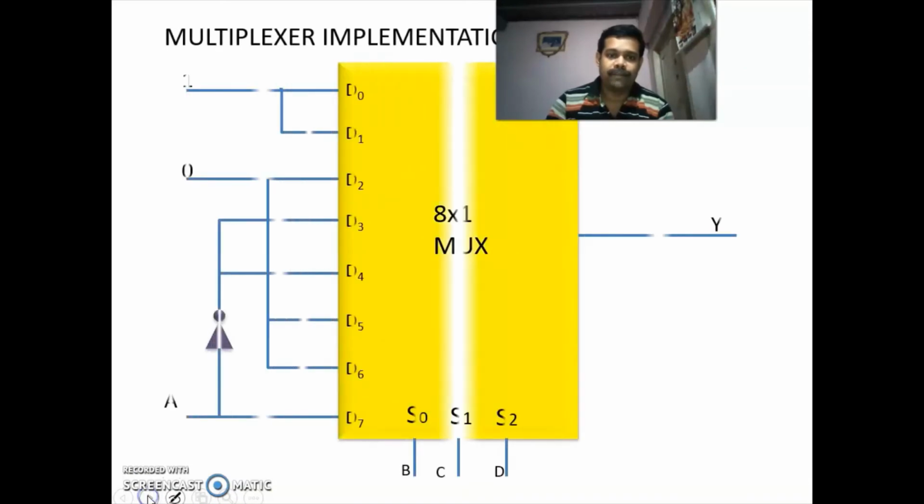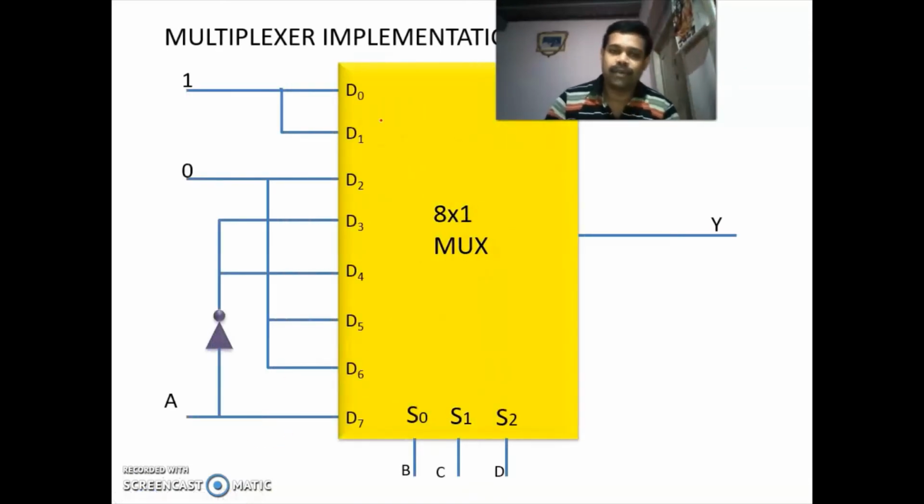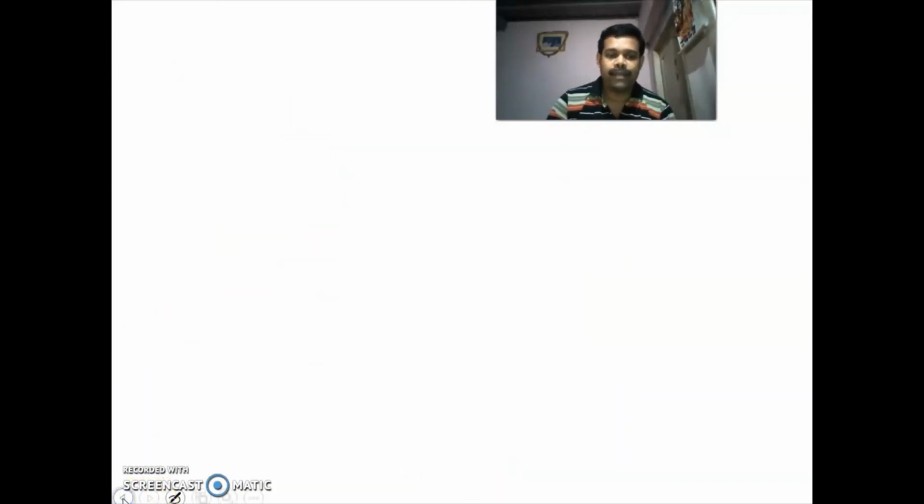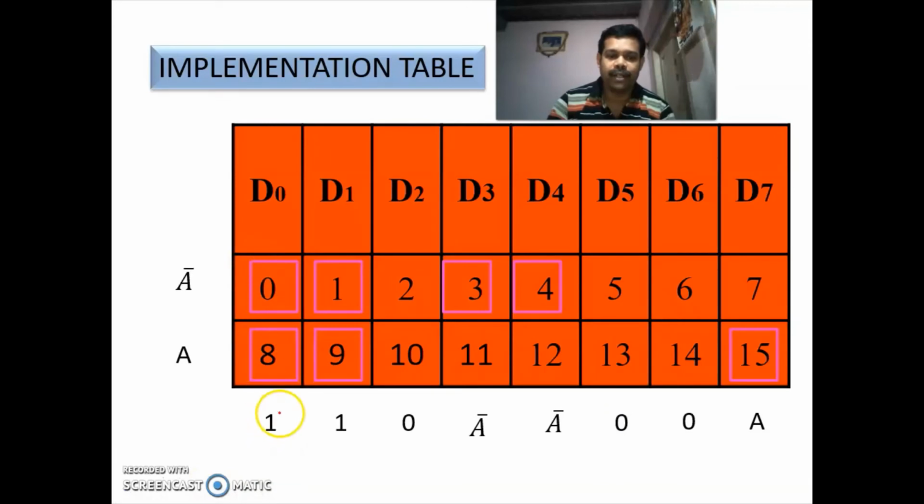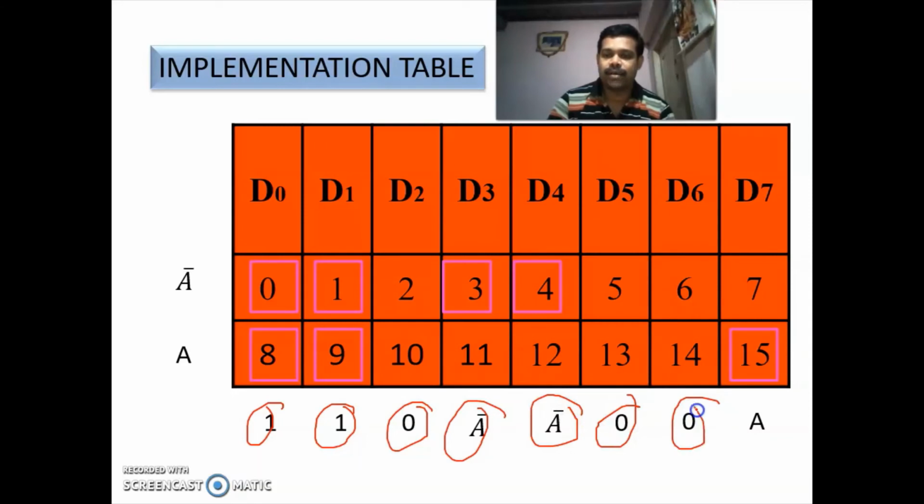So we have to draw an 8:1 mux. We know that an 8:1 mux has 8 inputs and 3 select lines. In the select lines you have to put B, C and D, and for D0 to D7 we have to put the values we got from the implementation table. From the implementation table we got that for D0 we put 1, for D1 we put 1, for D2 we put 0, for D3 we put A bar, D4 A bar, D5 0, D6 0 and D7 A. So these are the values we have to put in the particular inputs.